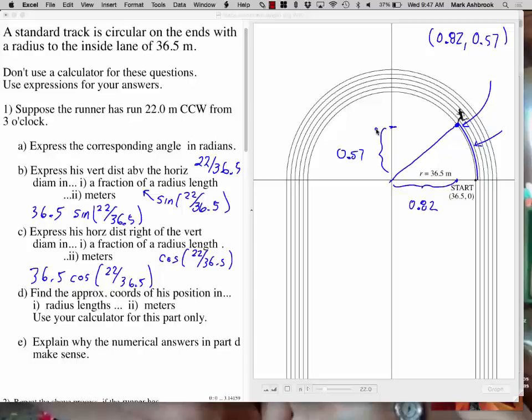Okay, and then in meters, who's got it in meters? 30.07. 30.07? Yep. And 20.69. And that would be in meters. Again, 30 is like almost all the way over. So it's like 80% of 36.5. 20.69 is more than halfway of 36.5 meters up.